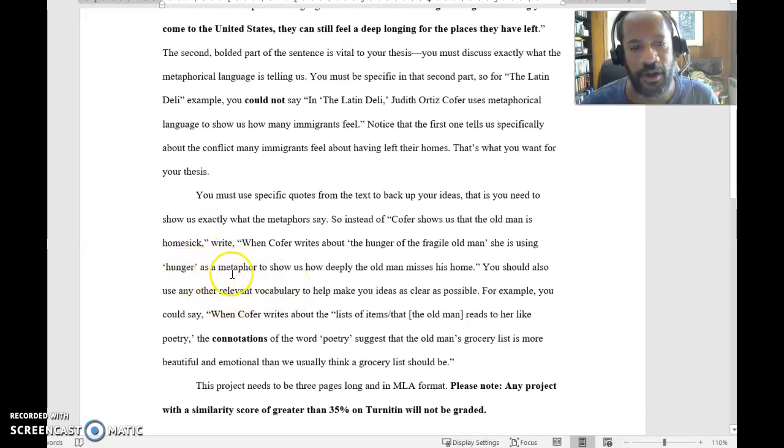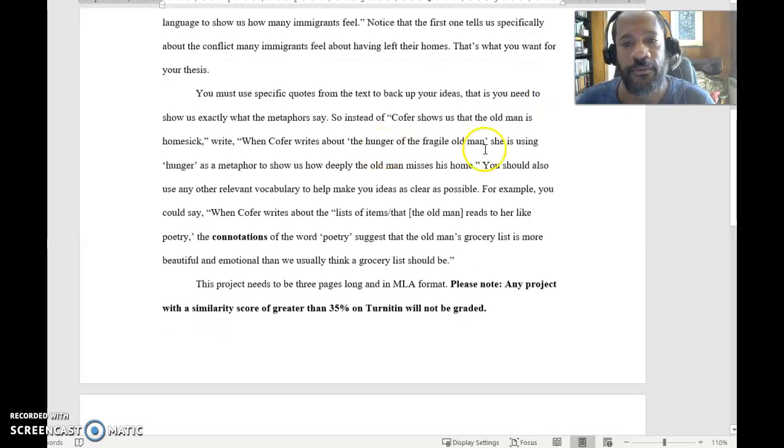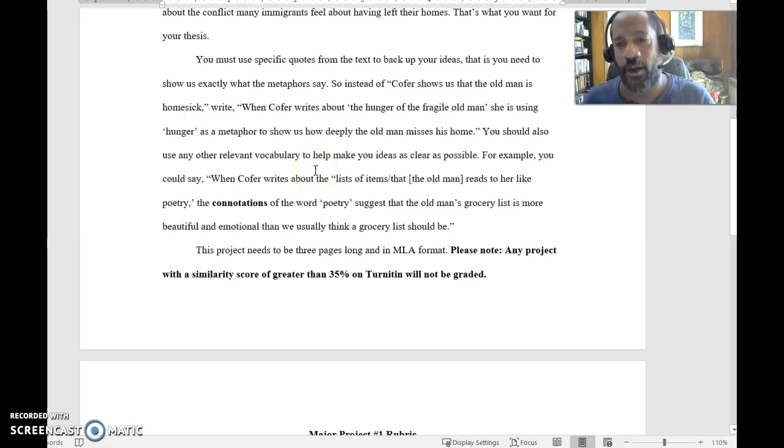And realize, of course, this idea that I have down here about hunger as a metaphor relates back to the thesis. Even though immigrants willingly came to the United States, they can still feel a deep longing for the places they had left. Well, where do you have metaphors that tell us something about that? This hunger from the old man is a metaphor that shows us how much he misses home. He came here willingly, but he's still going to miss his home. Okay, now I'm seeing how this all relates.